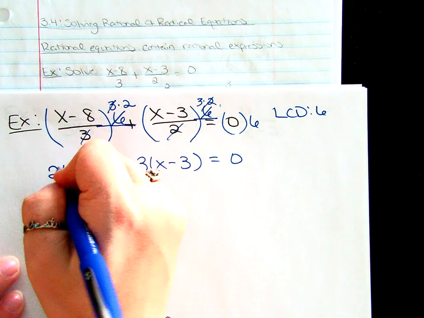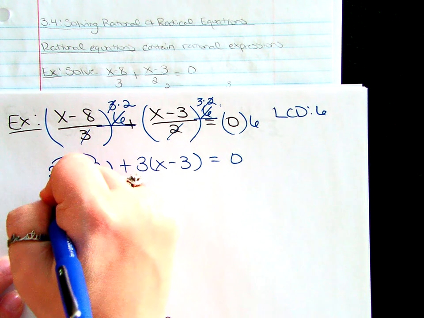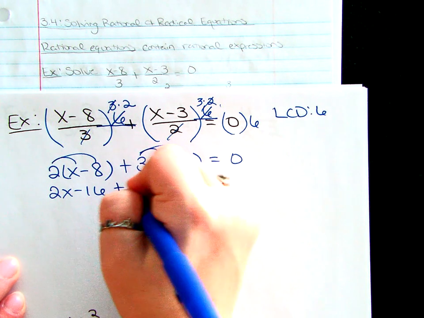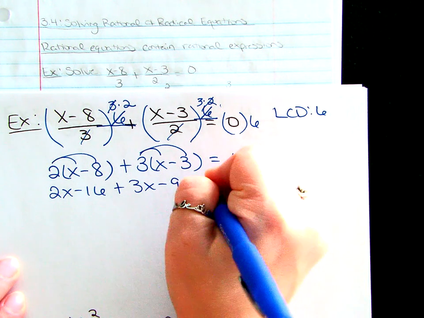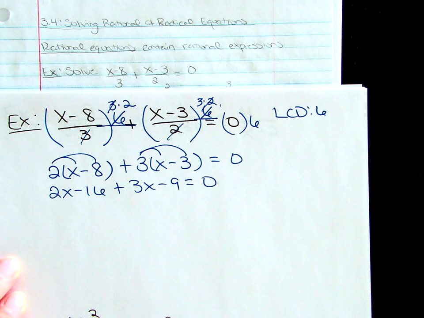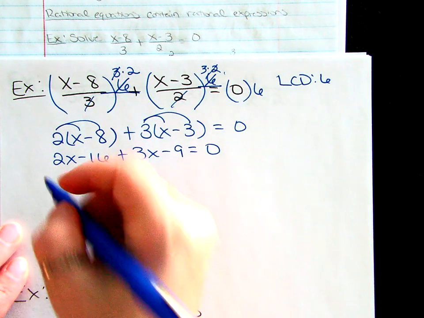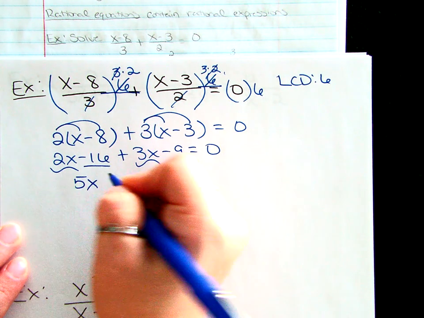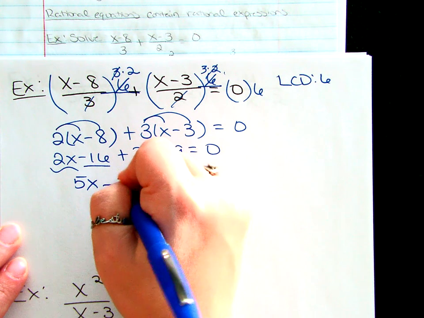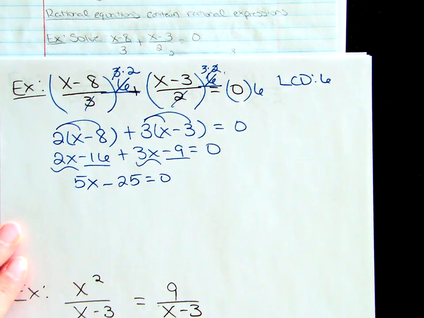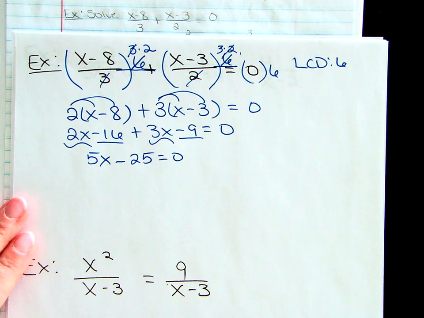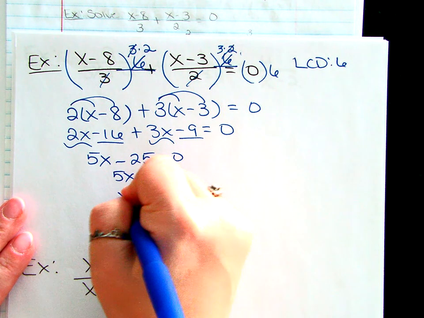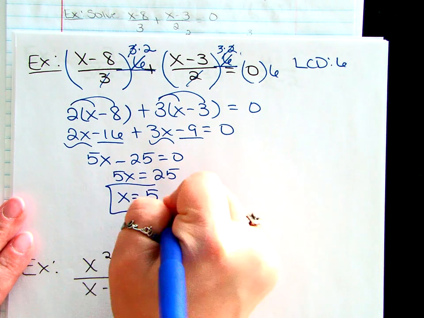Now what I would do is distribute both of these. So I'd have 2x minus 16, and then distribute the 3, so I have 3x minus 9. I look for my like terms. 2x and 3x will give me 5x. Negative 16 minus 9 is negative 25. Add the 25 over, divide by 5, and I get x is 5.